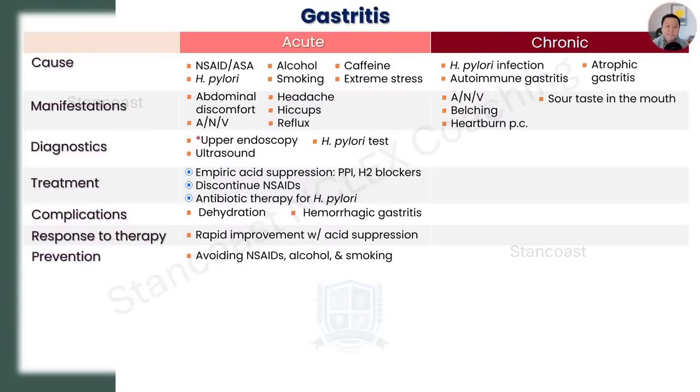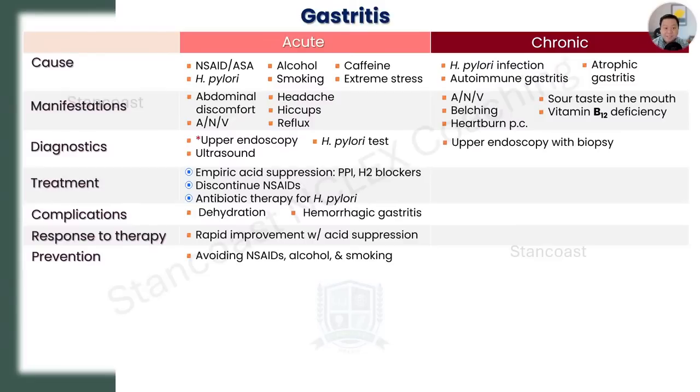issue in chronic gastritis. Now, vitamin B12 deficiency is going to be common, especially for an autoimmune type of gastritis, wherein the body's ability to absorb vitamin B12 is impaired, and this can lead to that deficiency, which can lead to the pernicious anemia.